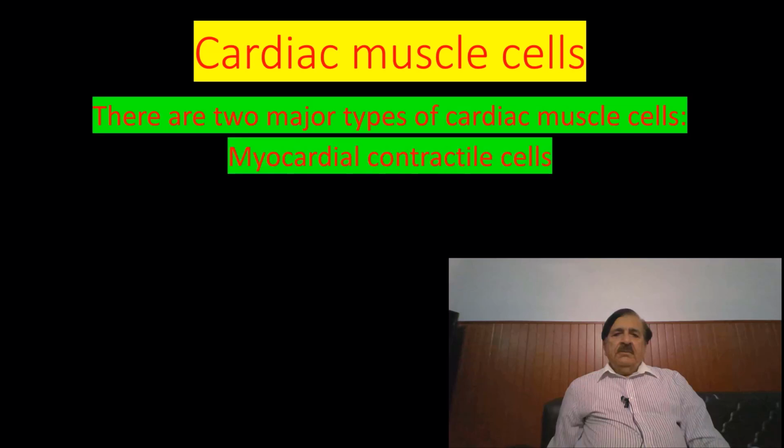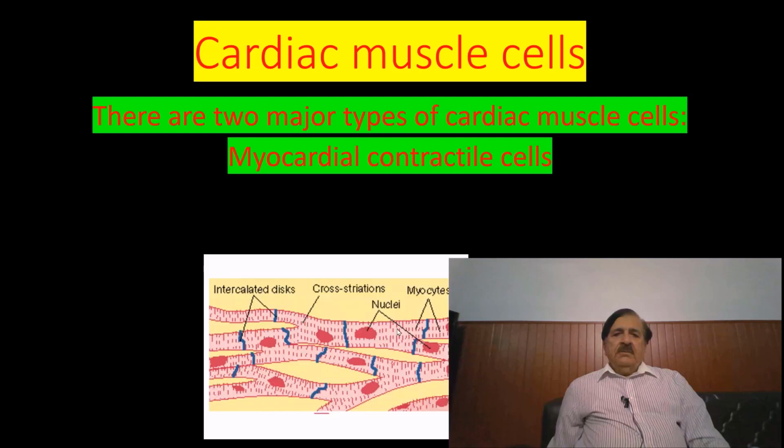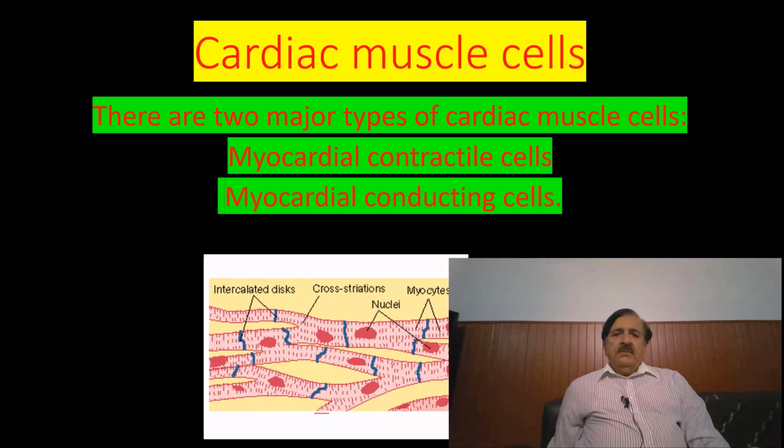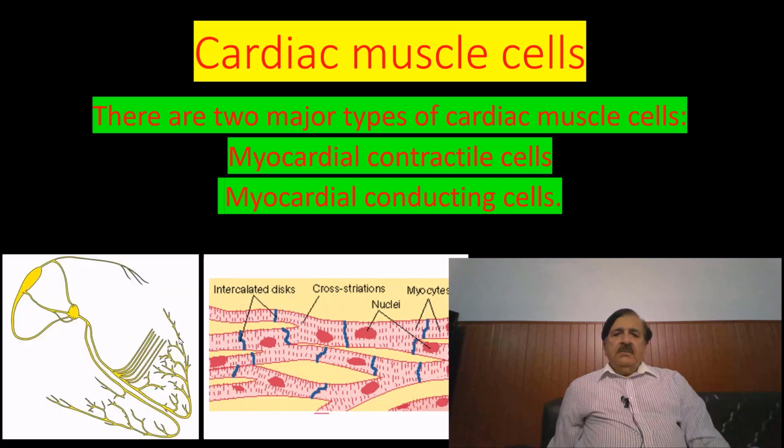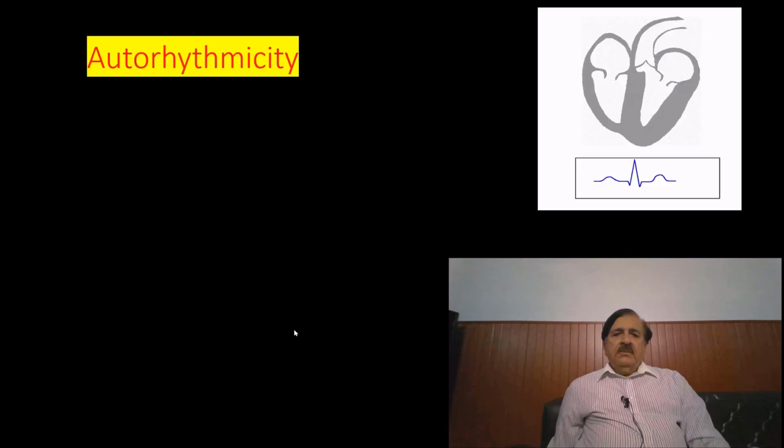Today I am going to discuss cardiac muscle cells. There are two major types of cardiac muscle cell: the myocardial contractile cells, and the second one, the myocardial conducting cells. We will discuss them in the next slide.